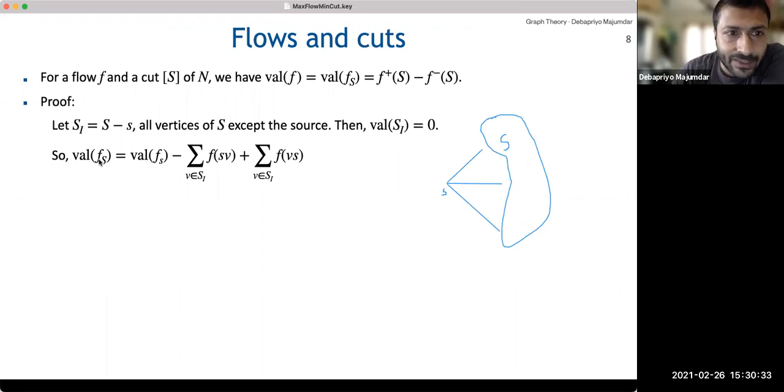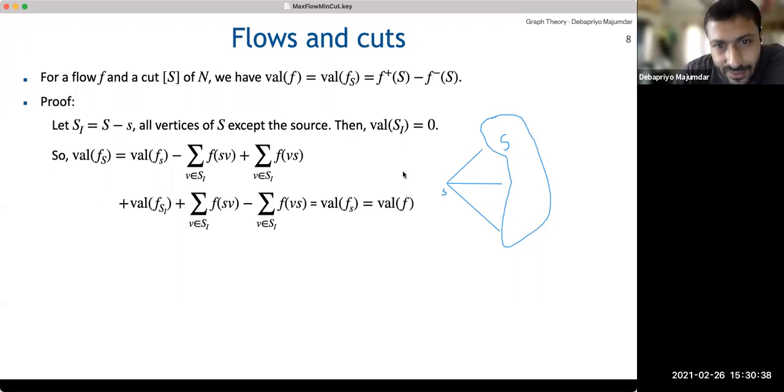So val of Fs is actually this portion and the incoming of this also, right? So the other side. So this is this portion and this one is simply the opposite. So here we do val of Fsi plus this minus this. So then what happens is these two cancel out, these two cancel out. What remains is val Fs.